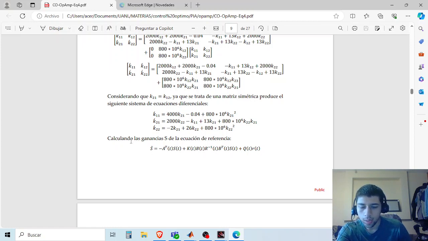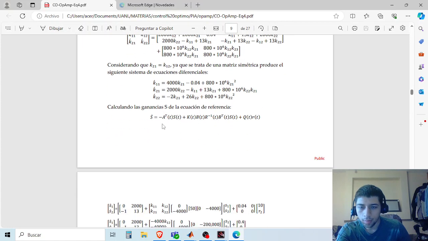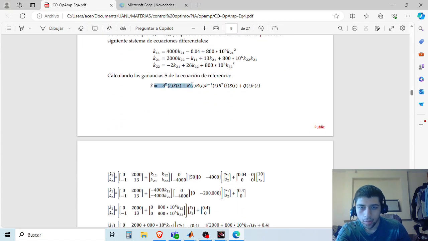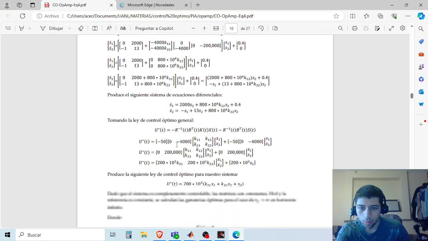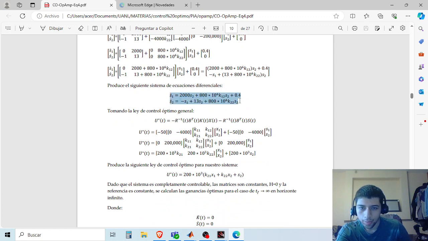And now we are gonna take the S matrix for the reference value and do the same steps to solve this general form, and it turns out that we have the following values in the differential equations. So we also have to solve for these two differential equations.